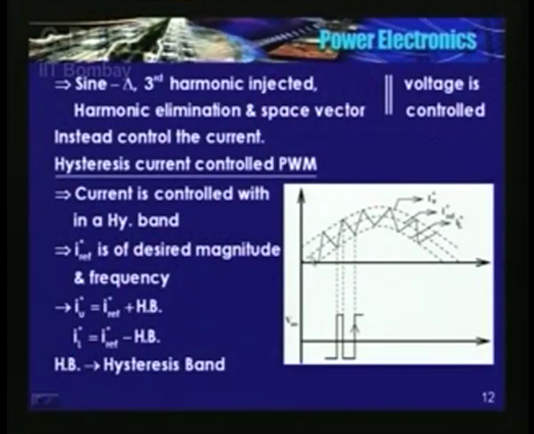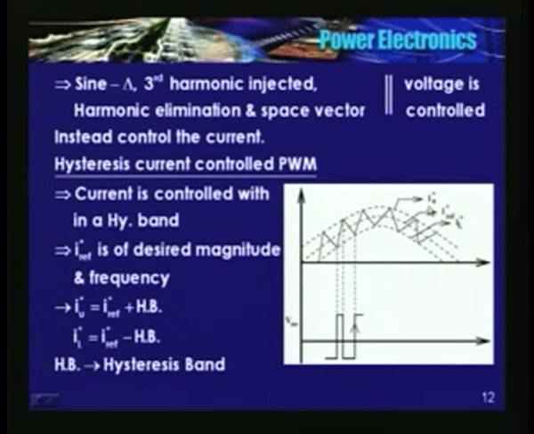So, in hysteresis current controlled PWM technique, there is a reference sinusoid, there is an upper band and there is a lower band. See here, I will show you. So, this is the reference current I reference, which is a sinusoid, okay, a full sinusoid of required magnitude and frequency.